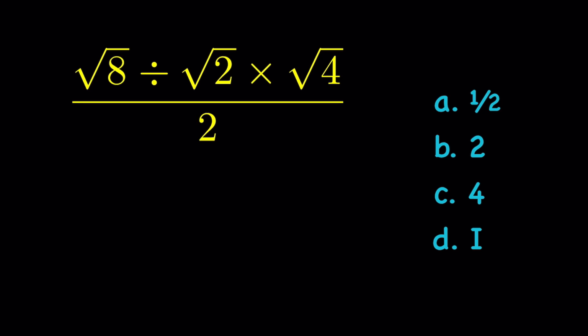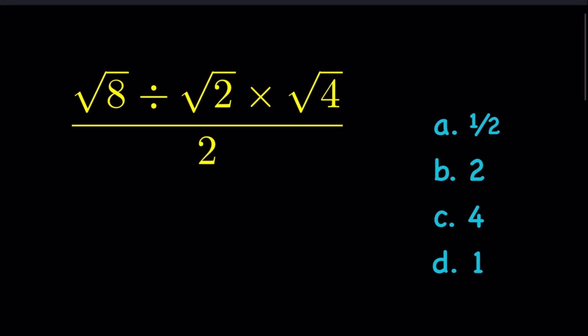Square root of 8 divided by square root of 2 times square root of 4 upon 2. How do you solve this? Pause the video and let me know your answer in the comment section. Options are A 1 upon 2, B 2, C 4 and D 1. Sorry, this is 1. Now how do you solve this?